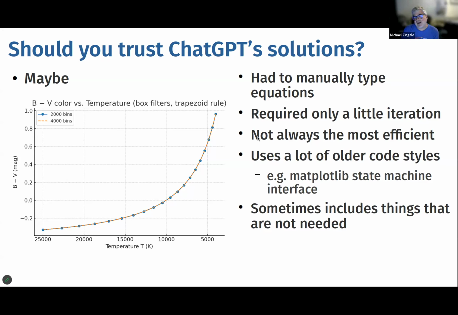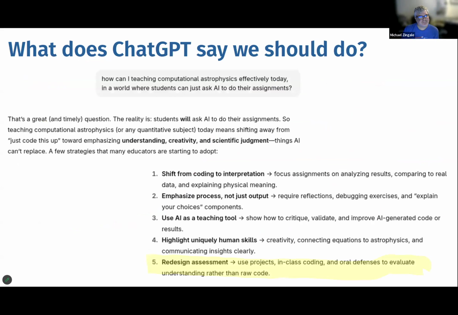The code it wrote, I wouldn't say it was the most efficient, the most easy to read, but it worked. It uses a lot of older code styles, though, probably reflecting what it trained on. So, for instance, in Matplotlib, it uses a state machine interface because there's lots of examples of that online instead of the more modern object-oriented interface. And sometimes it includes some things that I didn't ask for, but it thought might be useful. But overall, it can do the job.